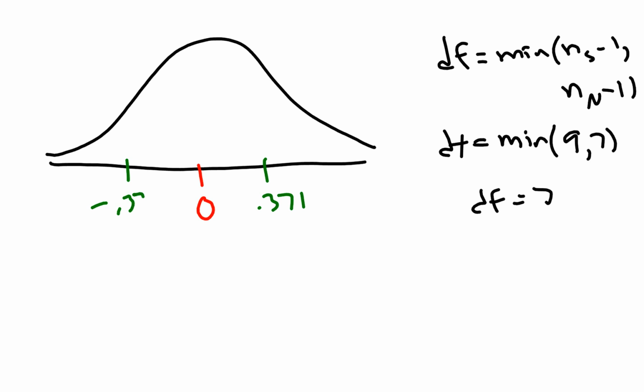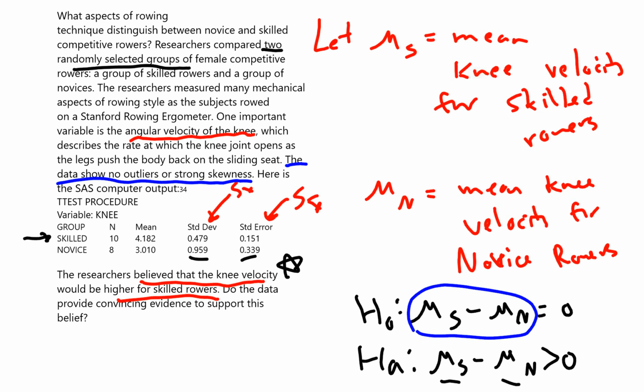We'll go down one standard deviation. We should go up 2. So this will be 0.742, and this will be negative 0.742. And then finally, we need to mark off the difference in our X bars. We need to do X bar for the skilled rowers minus X bar for the novice rowers, and see where this ends up. Go back to the data that was given to us.